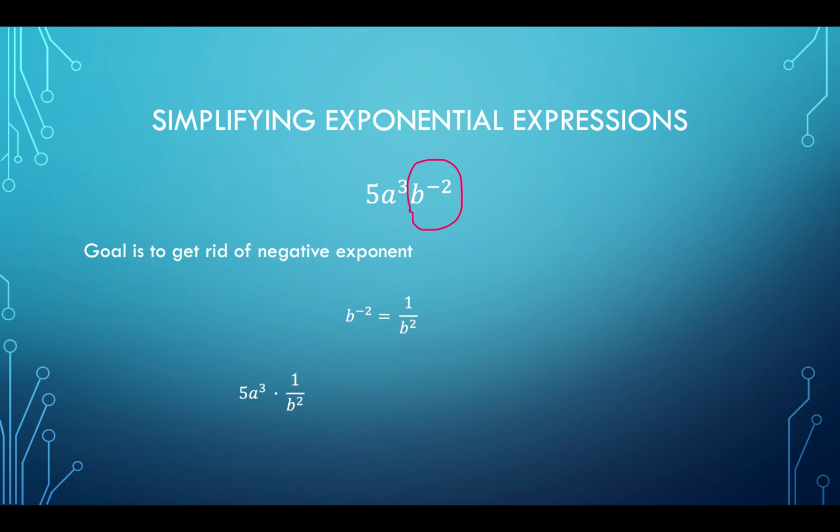So we take everything else that's a positive exponent, and we do 5a to the third times 1 over b squared. Now we multiply straight across, because when we multiply fractions, you go straight across in a line. So 5a cubed times 1 gives us 5a cubed over b squared. And that is your final answer.